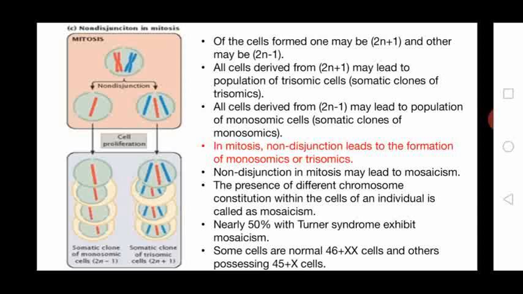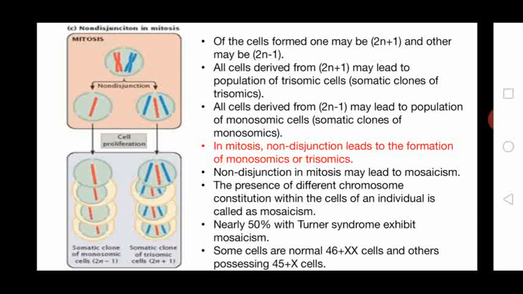Non-disjunction in mitosis may lead to mosaicism. Mosaicism is the presence of different chromosome constitution within the cells of an individual. So an individual carries different chromosomal constitutions in different cells. So nearly 50% of people with Turner syndrome exhibit mosaicism.